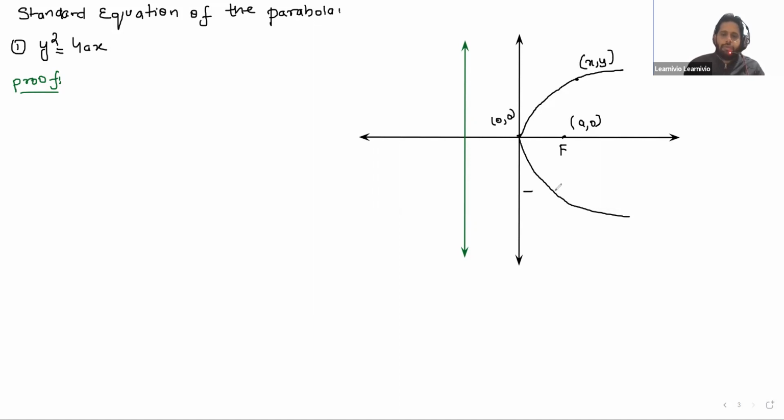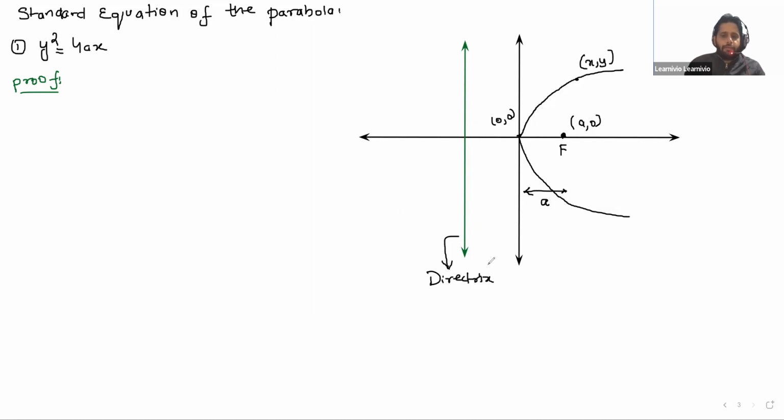Now, can anyone tell me what is this distance? This point is a comma 0. So what is this distance? A. Okay, this coordinate is a comma 0. That's why this is a. Yusra and Hotvika, is this clear? Yes, sir. Okay. Now, this is the directrix. Yusra, please tell me what is the definition of parabola?